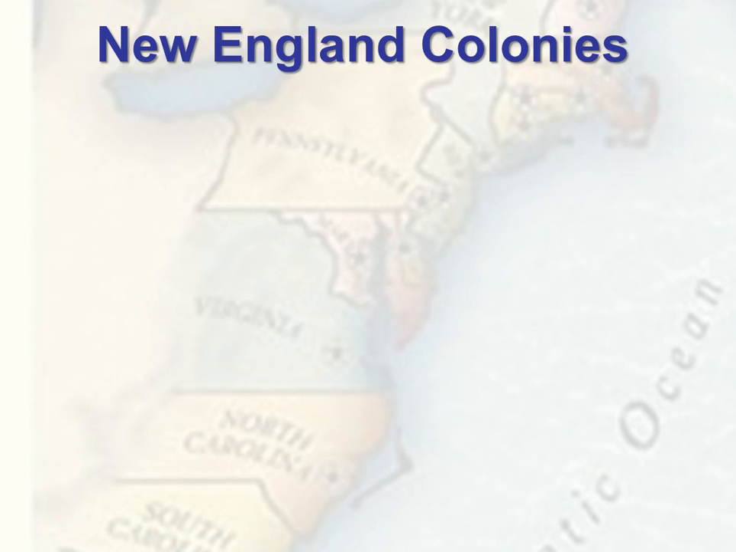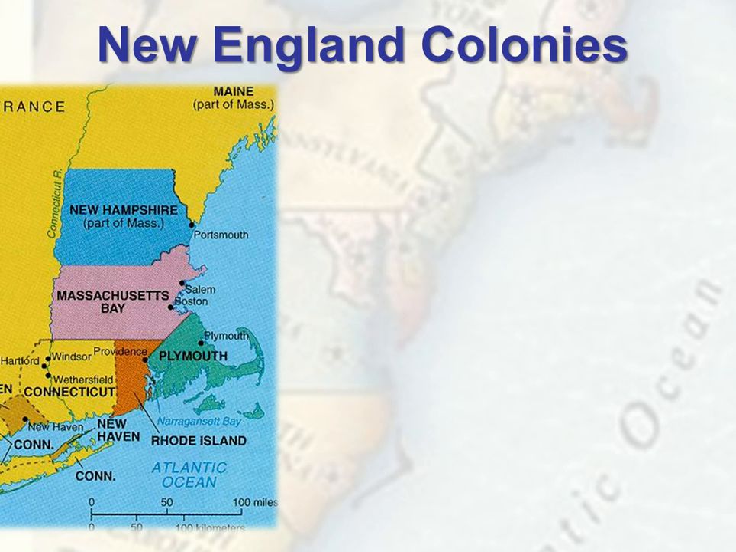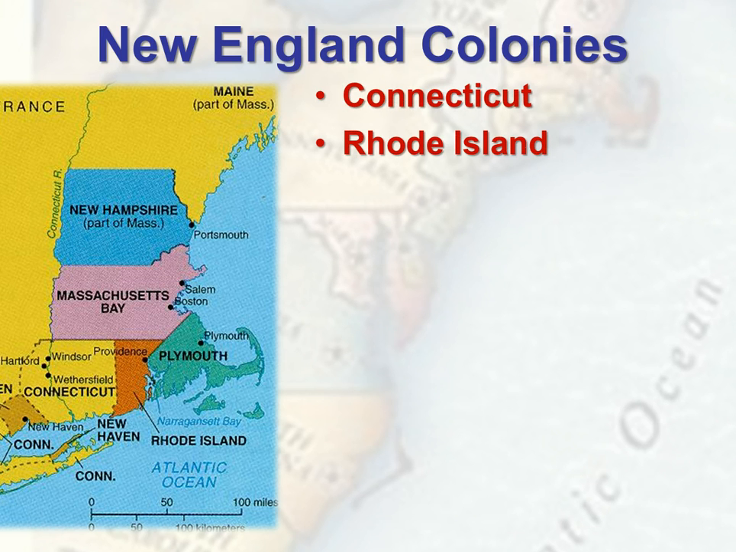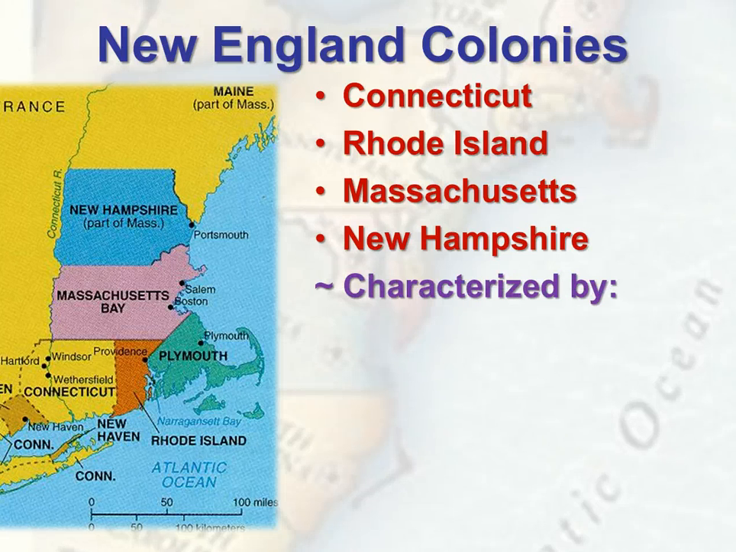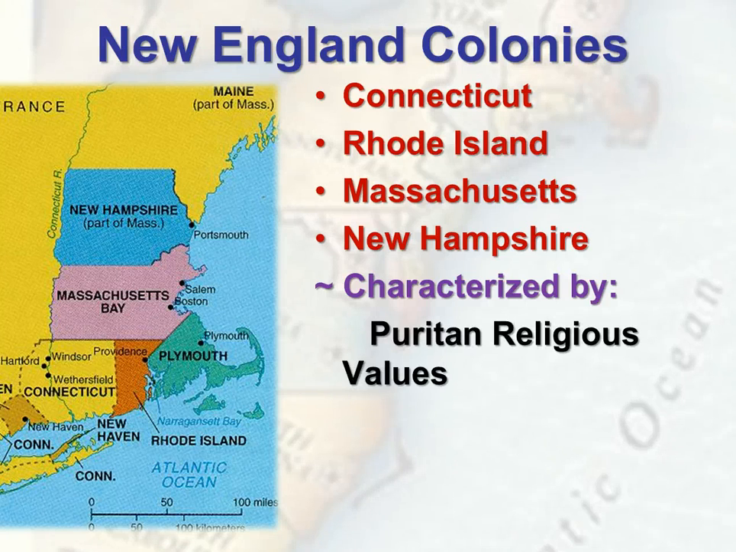Welcome back. You should have come up with your New England colonies, being Connecticut, Rhode Island, Massachusetts, and New Hampshire. And those colonies are a huge part of our story, and that was kind of what we reviewed today, and that you need to be reviewing for your test. Key thing for me, what I care about, is that they're characterized by Puritan religious values. All of these colonies have Puritan connections.